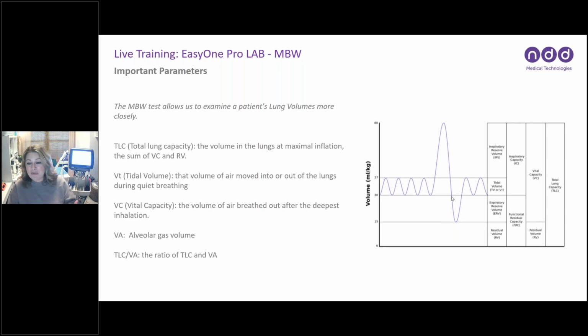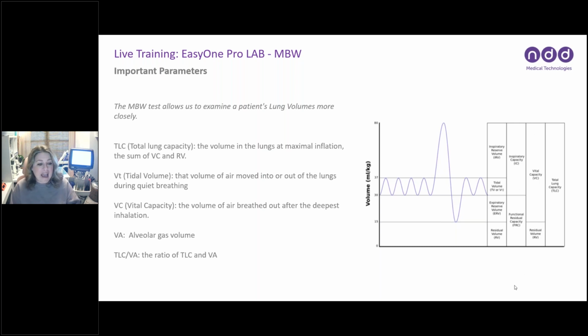So starting with the first line of respiratory pattern, the tidal volume is the air that is moved in and out of your lungs during quiet, normal breathing. The vital capacity is the air that's breathed out after the deepest breath possible. You can see that here on this side of the graph.